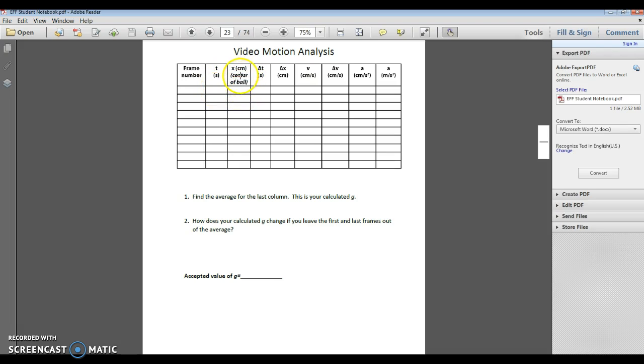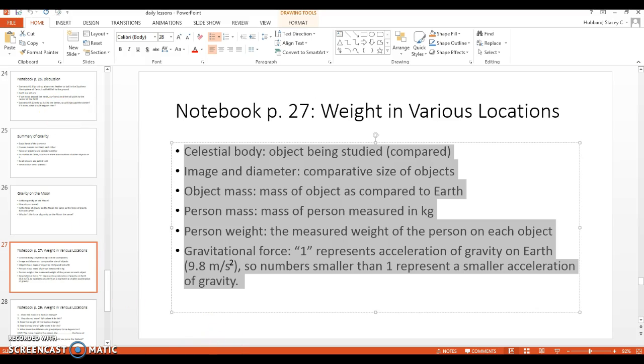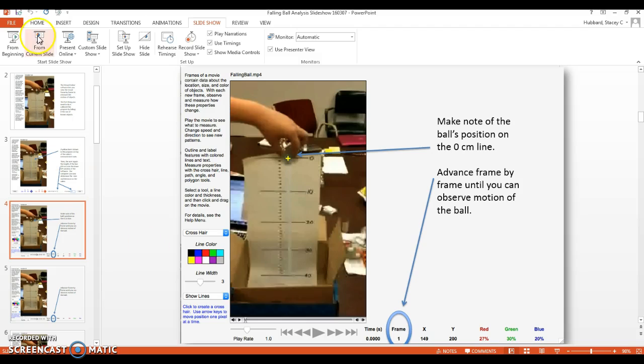And then the X, or the position, remember X marks the spot. So the position of the ball will be some centimeters down from zero because it's dropping. Those are only the first three columns that we're going to worry about right now. We'll worry about the rest later. So now I'm going to show you what we did in class. That's not the right video or the right slideshow.